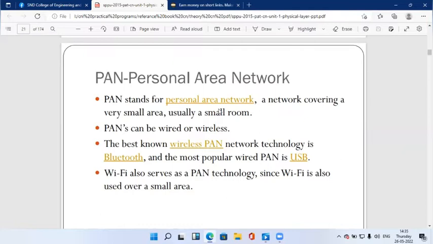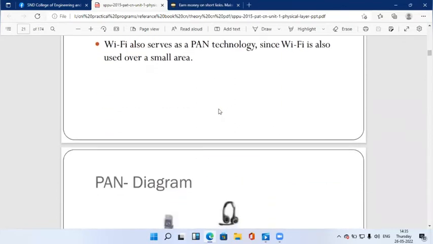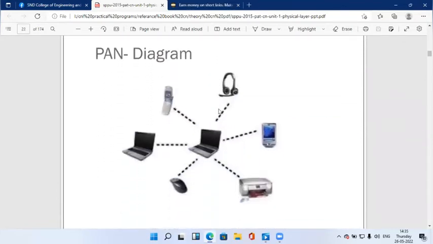Wi-Fi also serves as a PAN technology, since Wi-Fi is also used over a small area network. Using Bluetooth and Wi-Fi, we share small files and big files, over a small network, a small area. After that, this is the best example of your PAN diagram.